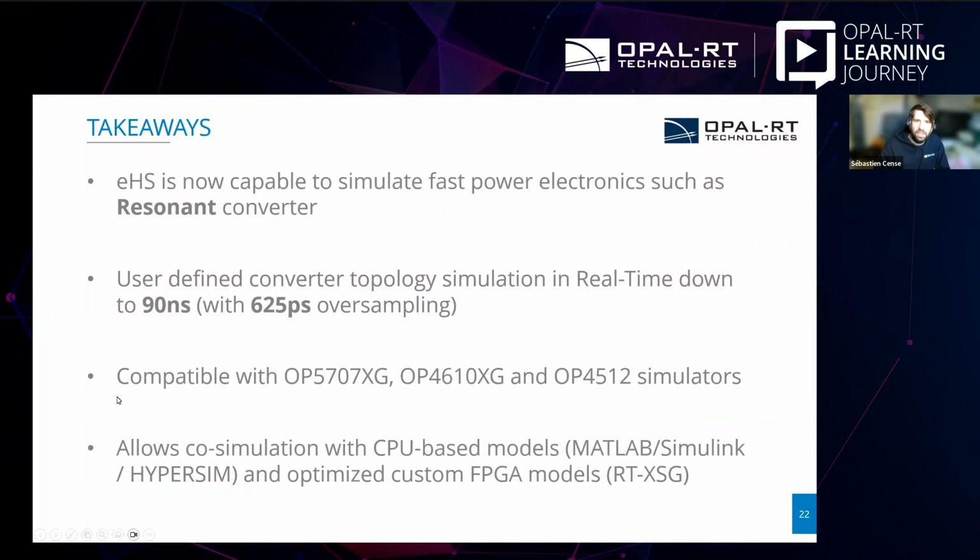So takeaways: the EHS is now capable to simulate fast power electronics such as resonant converters. User-defined converter topology can be simulated in real time down to 90 nanoseconds with a 625 picosecond oversampling with the EHS Gen 5. It's compatible with the OP5707XG, OP4610XG, and the OP4512 simulators. And it allows the co-simulation with CPU-based model for large and slower models with MATLAB Simulink and HyperSim. And also, it can be coupled with optimized custom FPGA-made models.